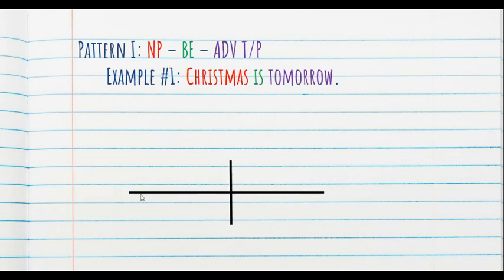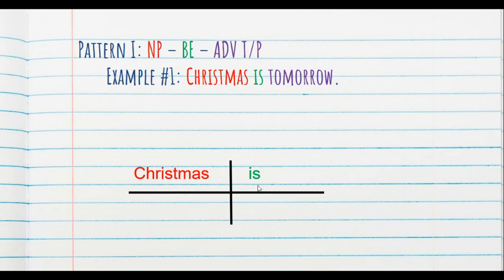Looks like a little cross, right? So we have our baseline, we bisected it. Christmas should be here. Our be verb should be next. And then everything else is going to go underneath it. All right? In a pattern 1, we're just going to have these 2 parts at the front, and everything else is going to go underneath it.